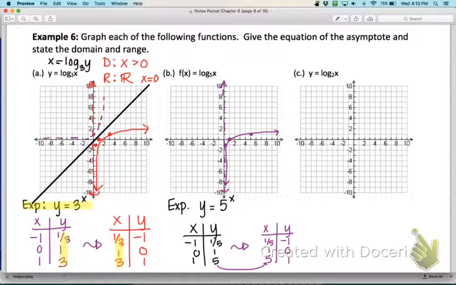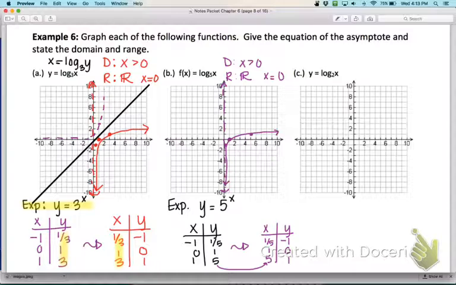And so we would do domain and range. The domain is x greater than 0. The range is going to be all real numbers. And then the asymptote is the same for all of them right now, and that's going to be x equals 0. Go ahead and try C on your own.